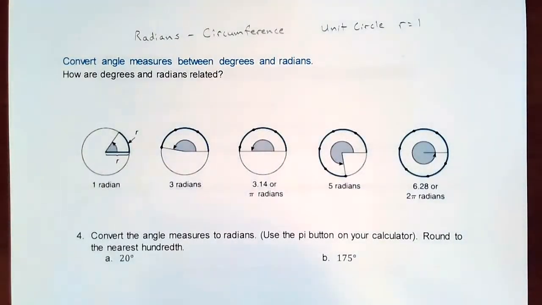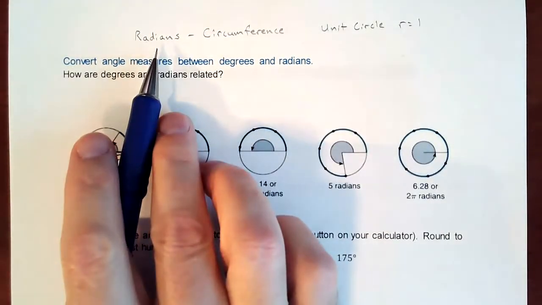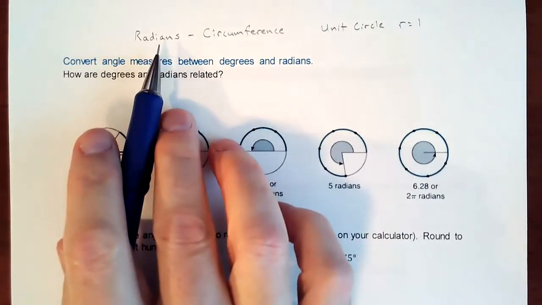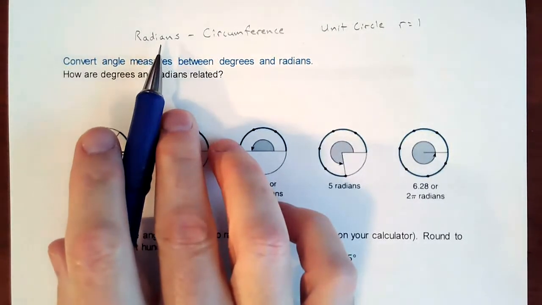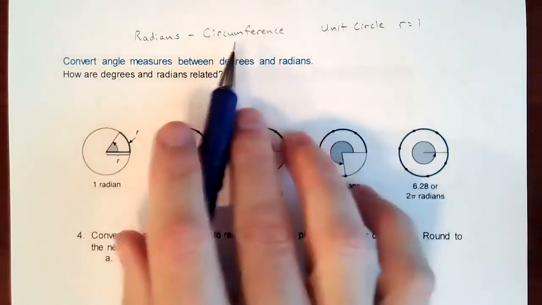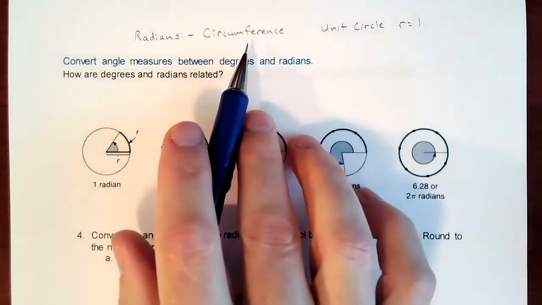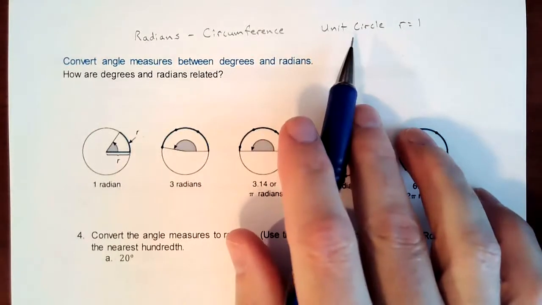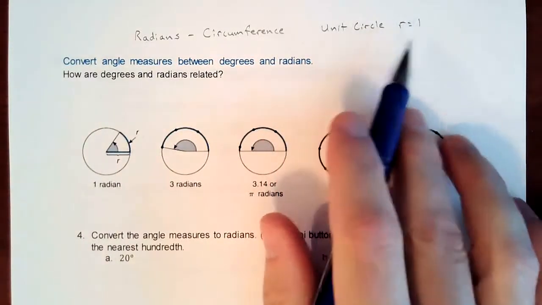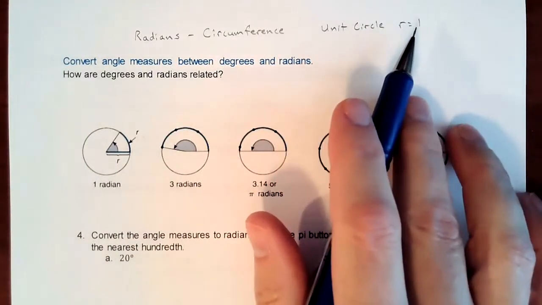In this video, we are going to be introducing the idea of radians. Radians is another way to measure an angle. Rather than in degrees, we can have something in radians. When you're talking about radians, you're really just talking about circumference, specifically the circumference of what we call a unit circle. Unit circle just means that we have a radius of 1.